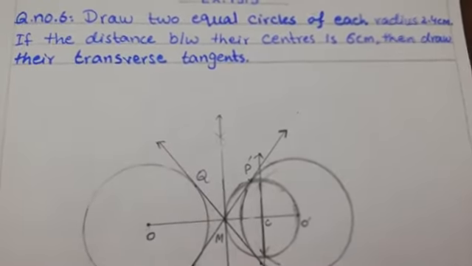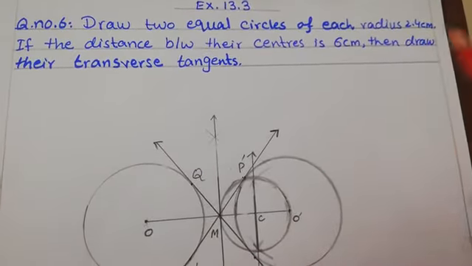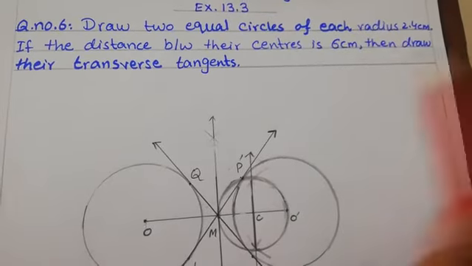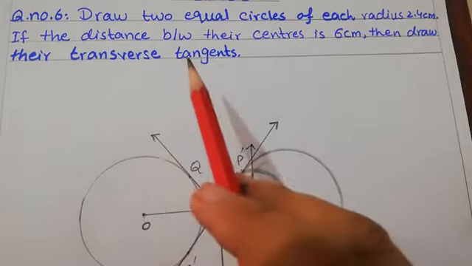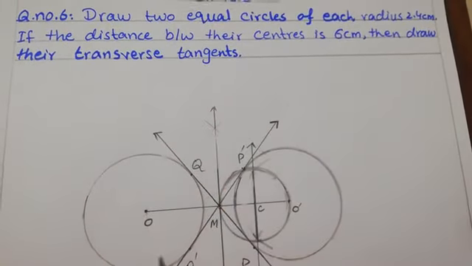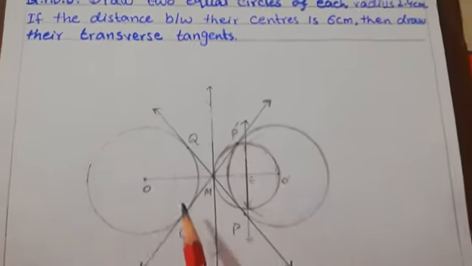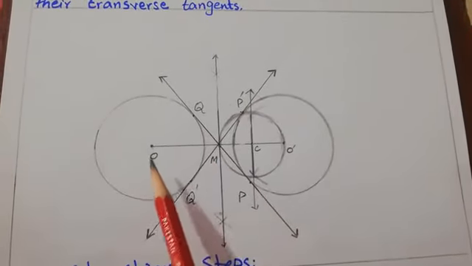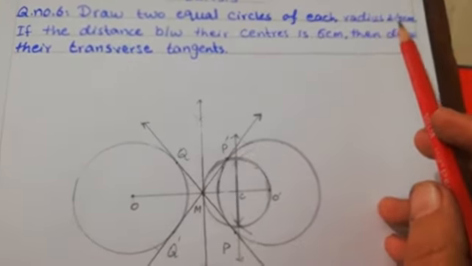Now we will move to question number 6. Draw two equal circles of each radius 2.4 centimeter. If the distance between their centers is 6 centimeter, then draw their transverse tangent. First of all, my dear students, we will draw the line segment of 6 centimeters. Draw the line segment of 6 centimeter, and after that we will take 2.4 centimeter.